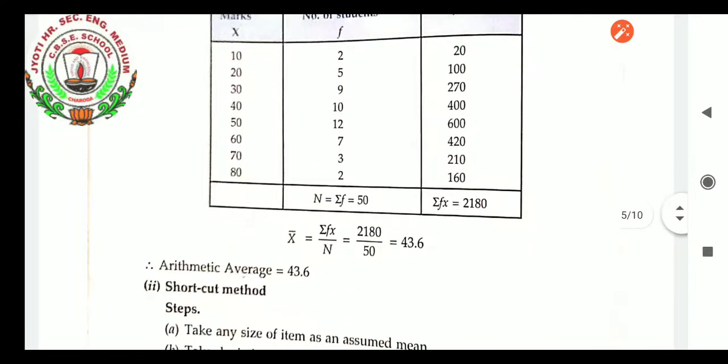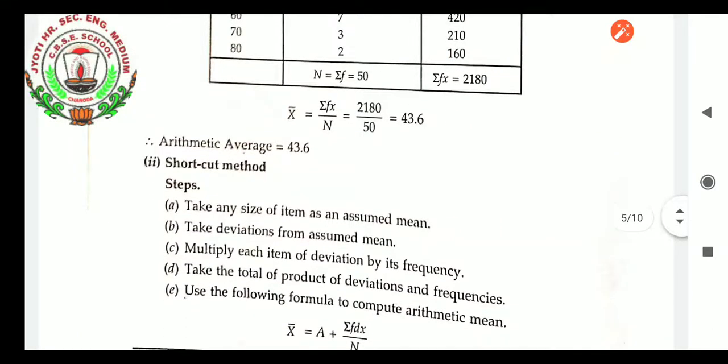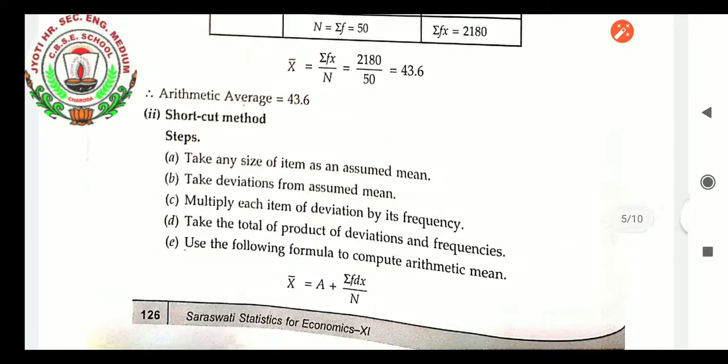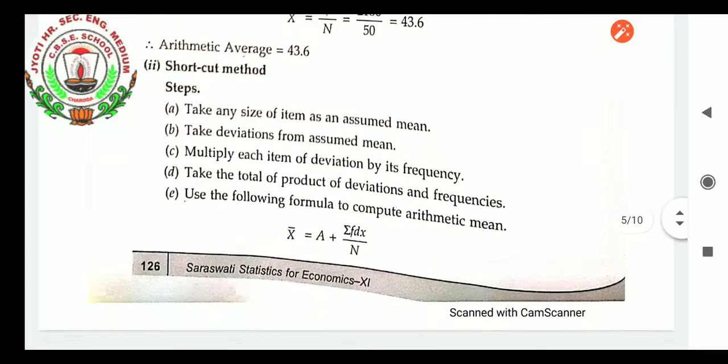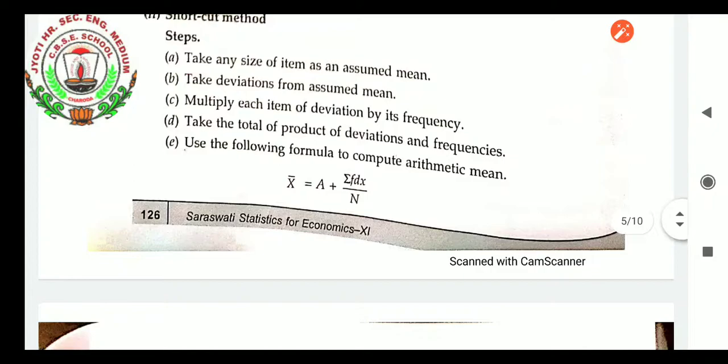But what is the limitation of this direct method? The calculation is very big, and after calculating the multiplication we have to sum up, which is again a big work. Because of that we are not using the direct method, we are using the shortcut method. What are the benefits of the shortcut method? The basic thing about the shortcut method and step deviation method is that we take an assumed mean, not the direct mean. Take any item as an assumed mean.